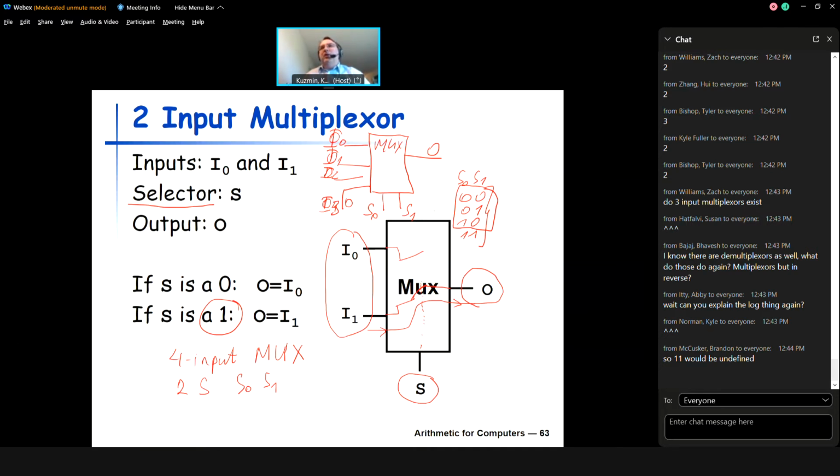Well, 11 would not be undefined. Nothing would prevent someone from supplying 1 and 1 to the selector input of this multiplexer. So you have to account for that possibility. But if 1 and 1 is applied, then the output would just be 0, right? Because I3 is connected to 0, to false. And if you want to prevent S0 and S1 both from being 1, you have to build additional circuitry that prevents this. That would be possible, right?